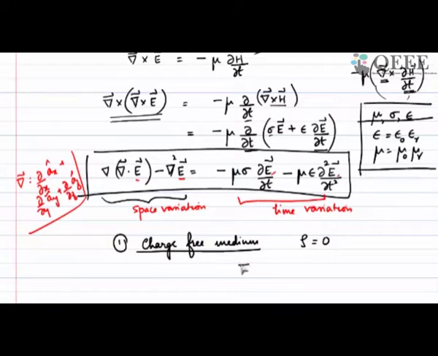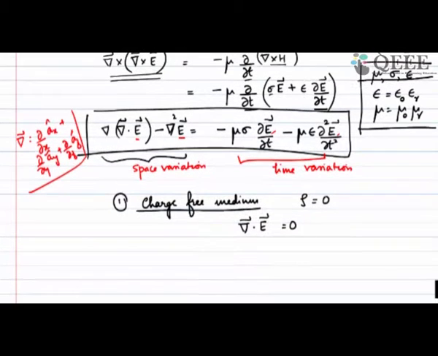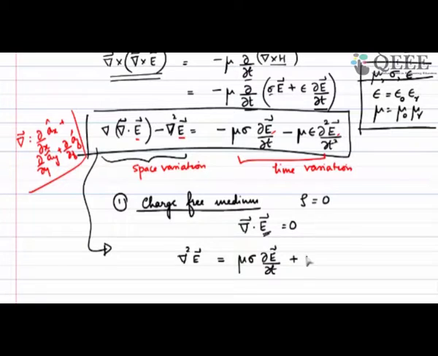Because charge density is 0, my divergence of E is 0. There is no charge, so there is no divergence. It does not mean the field itself is 0; the field can exist, but its divergence is 0, it is not spreading out. Under that assumption, how would this equation look? My divergence of E is 0, so I have del square E equal to, all these negatives get cancelled, mu sigma del E by del t plus mu epsilon del square E by del t square.